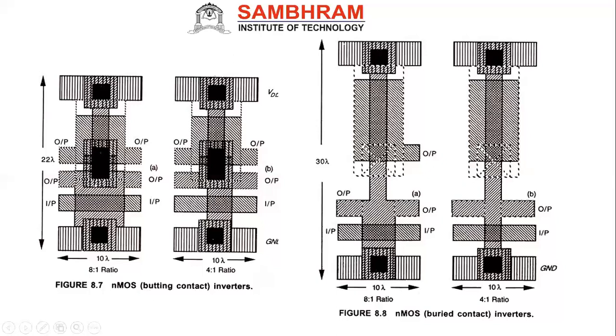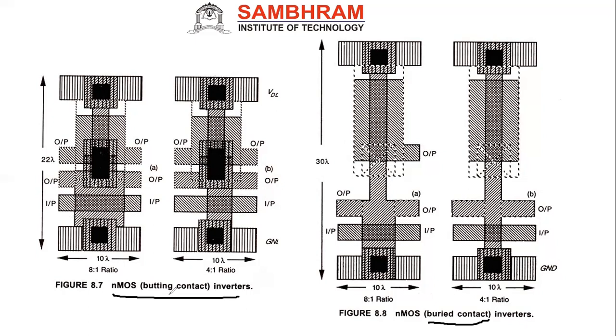We used NMOS inverters. Both are NMOS inverters, but here you can see an NMOS inverter using a butting contact, very important. Here we used a buried contact, two different ways. The NMOS can be either enhancement or depletion type. Now you see, this is your pull down transistor. Okay, this is the pull down transistor. This is the metal, the contact.